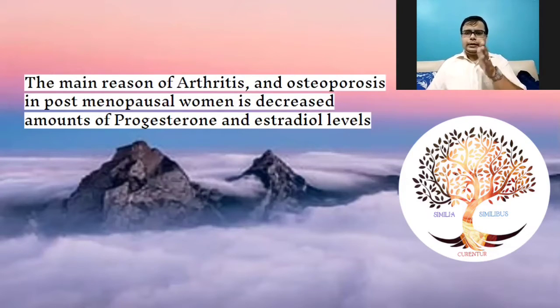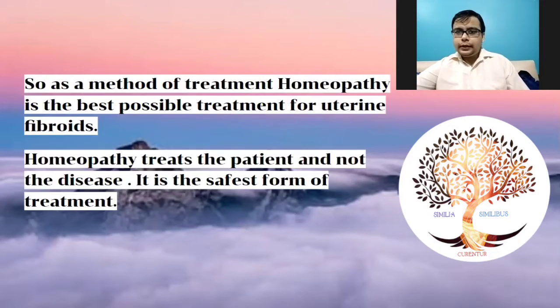So whenever you are removing the whole uterus along with the ovaries, you are doing more harm than curing the patient. As a method of treatment, homeopathy is the best possible treatment for uterine fibroids, and homeopathy, as we all know, treats the patient and not the disease, and it is the safest form of treatment.